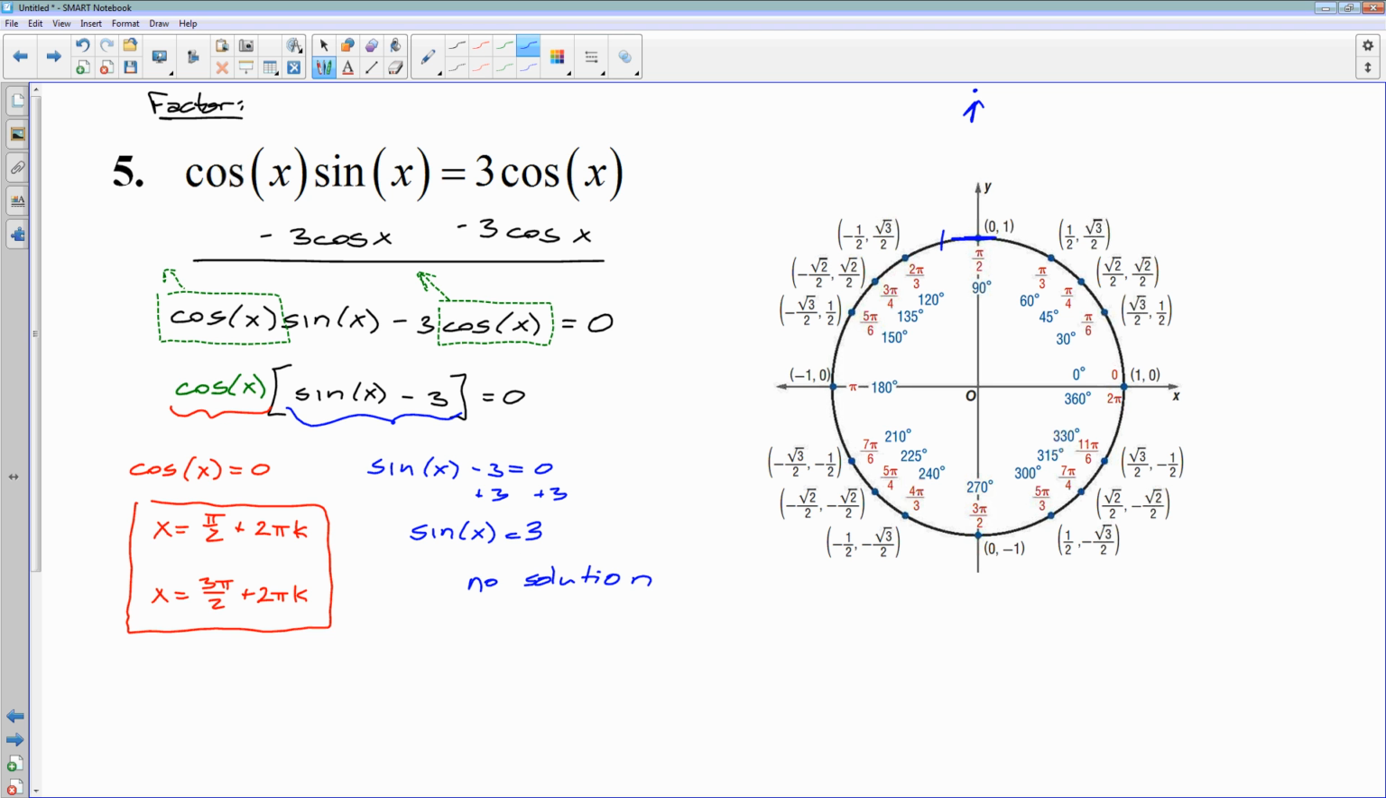And so our only solutions to this whole equation are pi over 2 plus 2 pi k and 3 pi over 2 plus 2 pi k. And so that's one where you factor, get everything on the same side of the equation, pull out what they have in common, and then set each factor equal to 0.